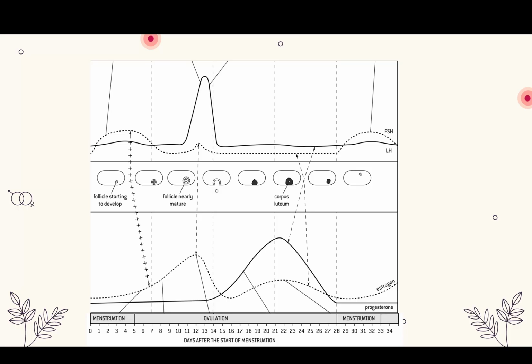Okay. So what did I miss? Questions. Yeah, the reason why estrogen inhibits the FSH has not been discovered, which means we just need to know that it happens, but why it happens, we don't know.